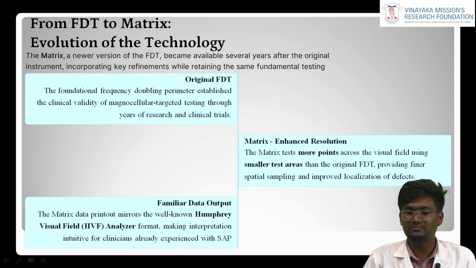This has more test points across the visual field using smaller stimuli. With a smaller test area, subtle changes in very small places will also be found by the second generation perimetry. Its data output is familiar: compared with the first generation, the second generation FDT has a pattern similar to that of the HFA, Humphrey field analyzer. Both results are the same, so it is not difficult for an optometrist or ophthalmologist. The test output is similar, so the learning curve is not a hurdle.